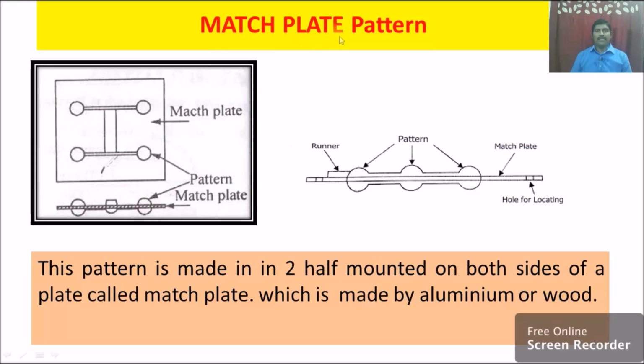Next we see the match plate pattern. So in this diagram the match plate is available. So the pattern of the match plate is available. So here the runner is displayed, and the top portion of the pattern and then the bottom portion of the pattern are available. In between, the match plate is available, and the hole is for holding the first pattern as well as the second pattern. So the hole provision is given here. This pattern is made in two halves mounted on both sides of a plate called a match plate, which is made of aluminum or wood.